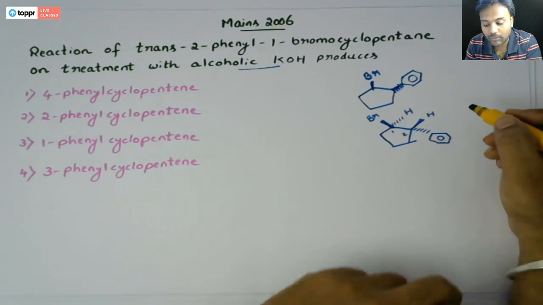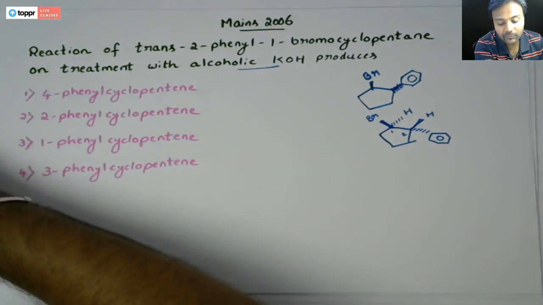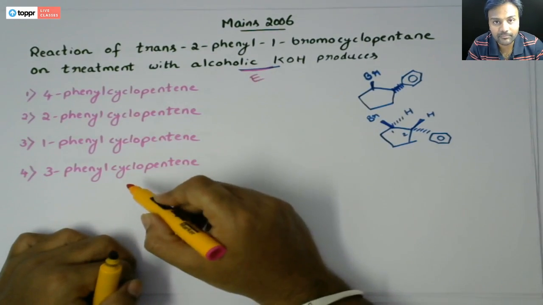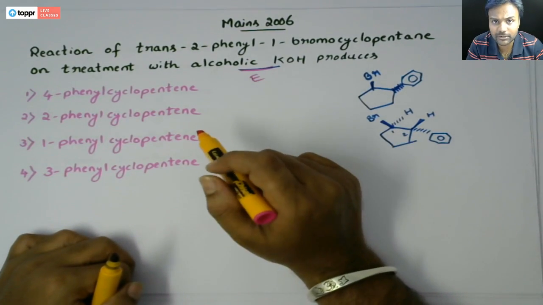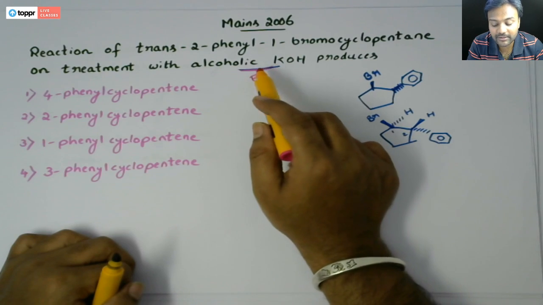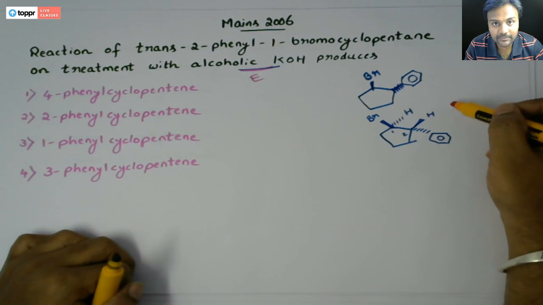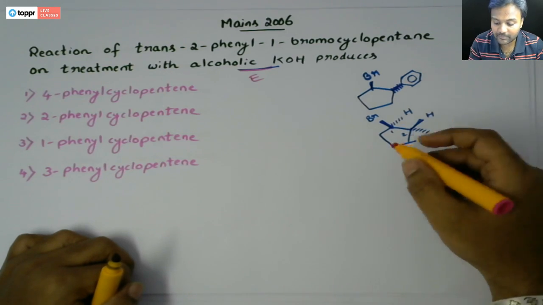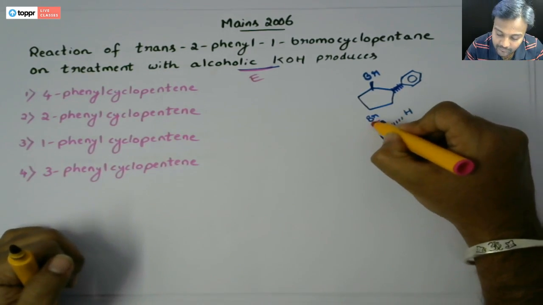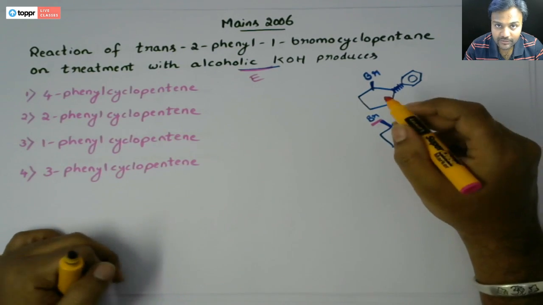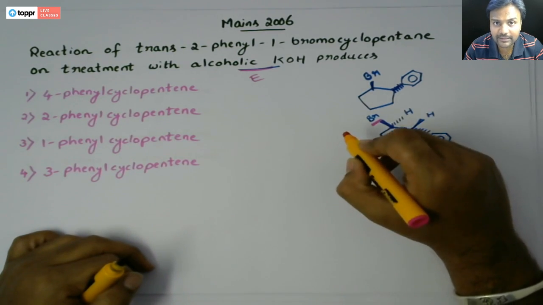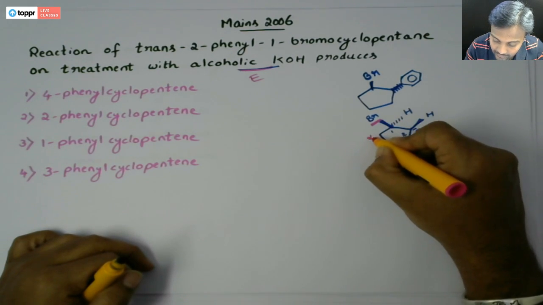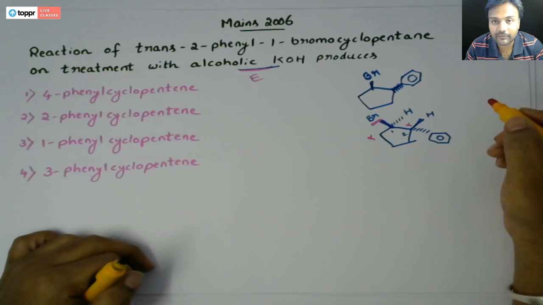Trans 2-phenyl 1-bromo cyclopentane, when treated with alcoholic KOH, alcoholic KOH means elimination mechanism. If it is aqueous KOH, then it is substitution. As this is alcoholic KOH, elimination should take place. How does the elimination take place? Alpha elimination. You have a halogen here, right? Hydrogen from the alpha carbon is eliminated. This is an alpha carbon and this is also an alpha carbon.